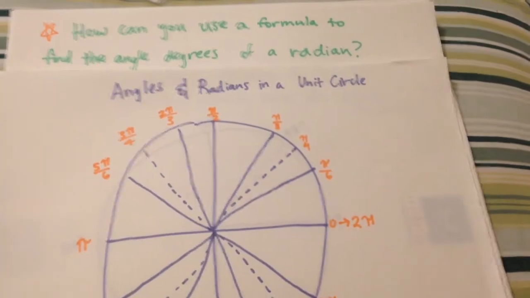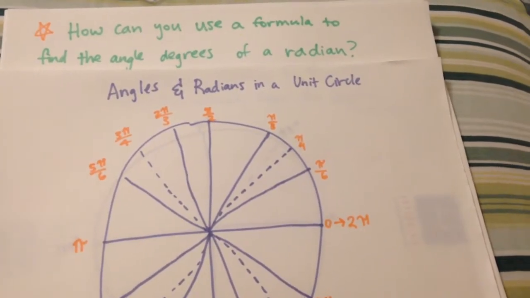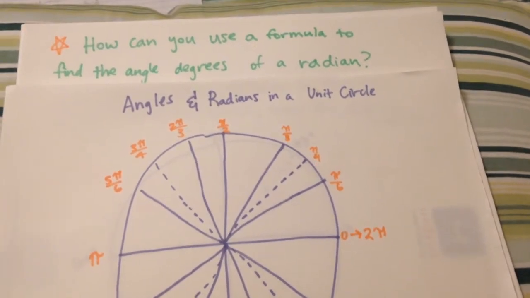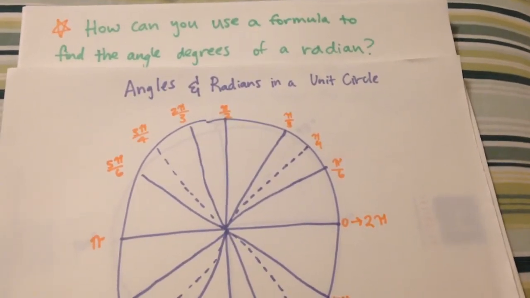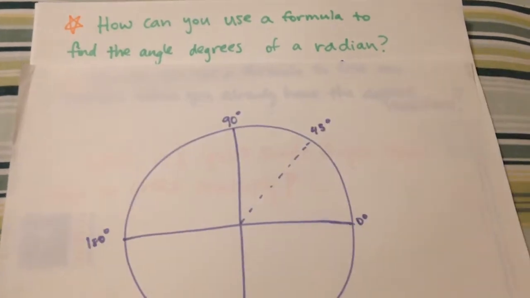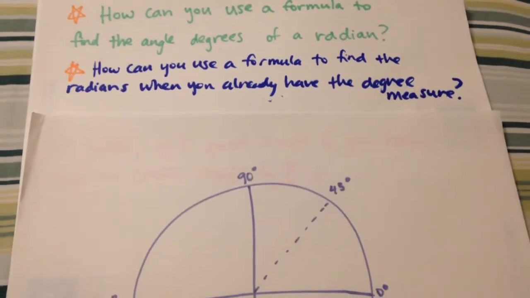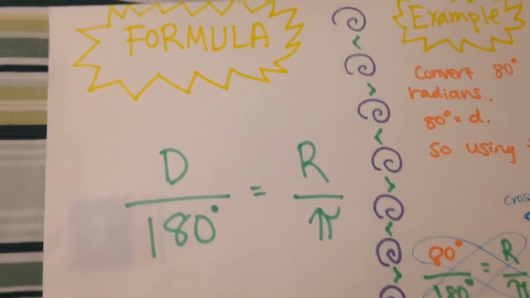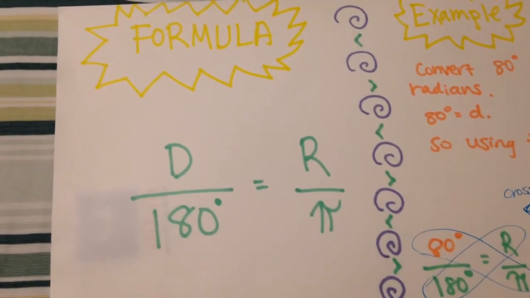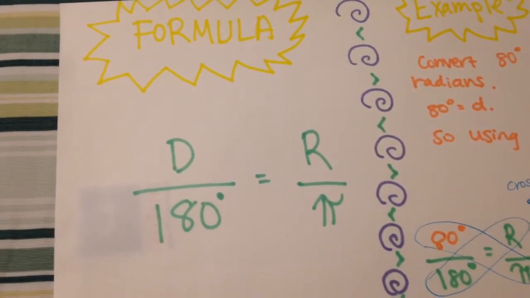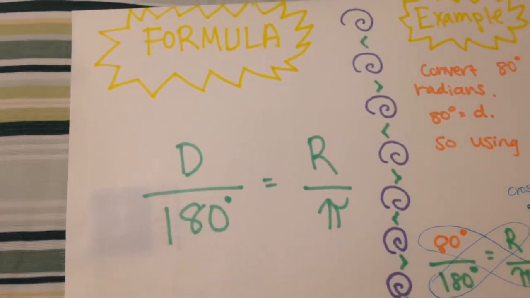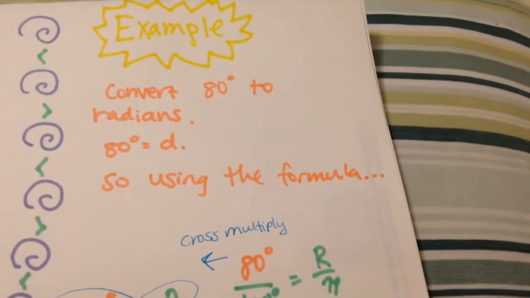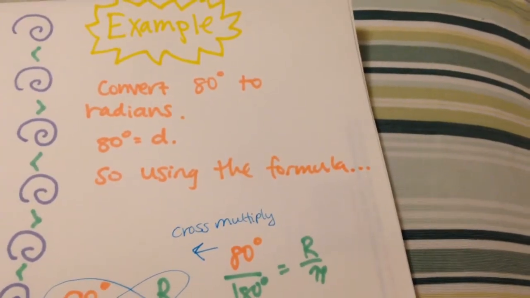Our two main questions for today will be, how can you use a formula to find the angle degrees of a radian? And the other will be, how can you use a formula to find the radians when you already have the degree measure? Now with this formula, you can cross multiply and find the degrees or the radian measure you're looking for. Our first example is converting 80 degrees to radians.